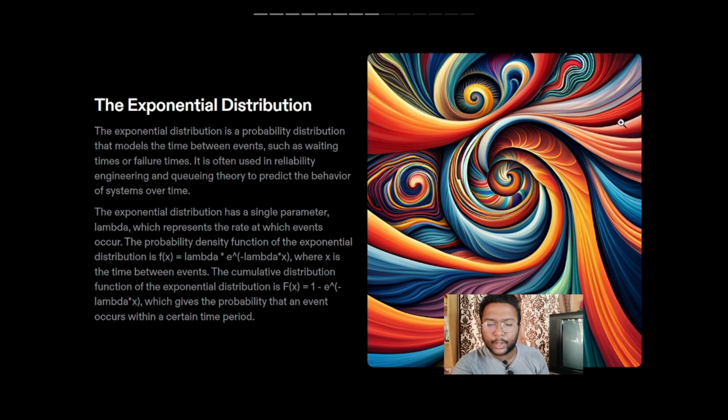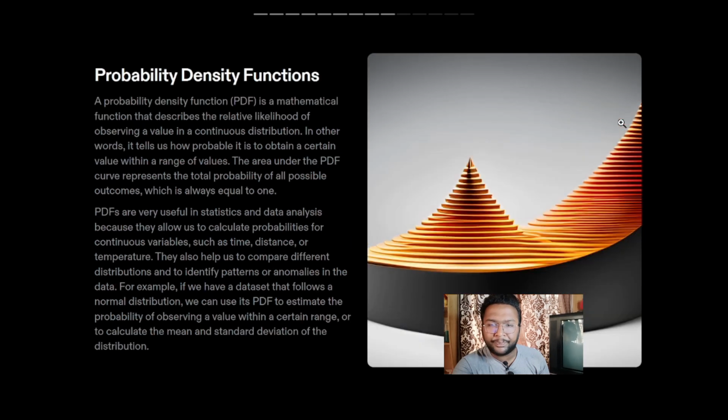The probability density function of the exponential distribution is f(x) = lambda times e to the power minus lambda x, where x is the time between the events. The cumulative distribution function of the exponential distribution is F(x) = 1 minus e to the power minus lambda x, which gives the probability that an event occurs within a certain time period.